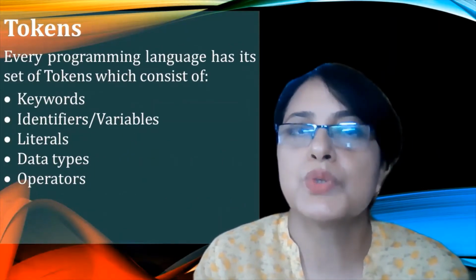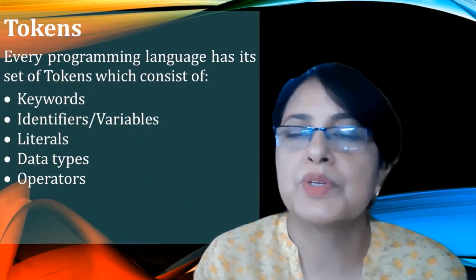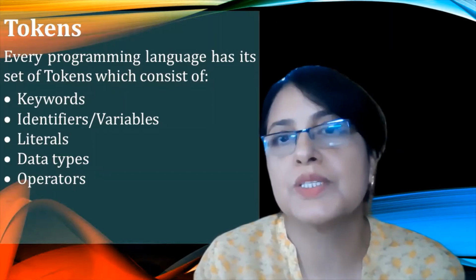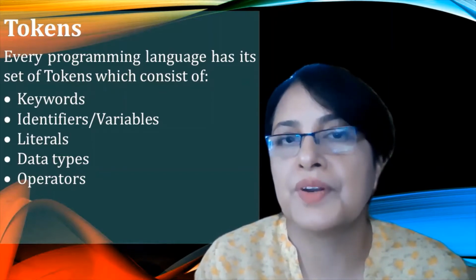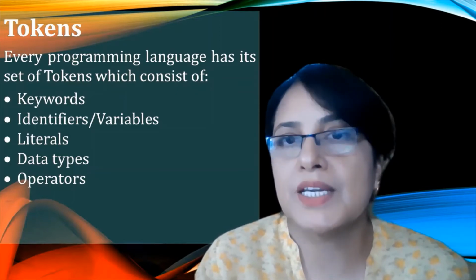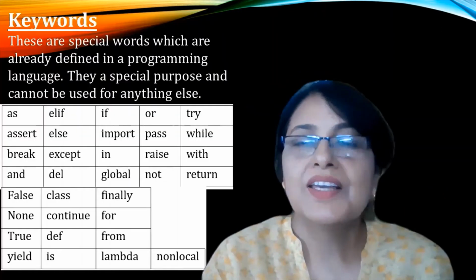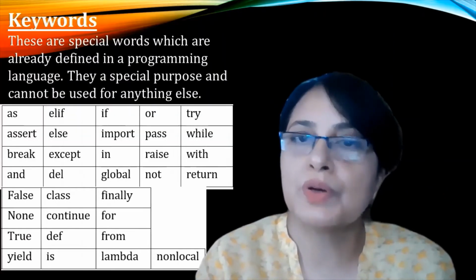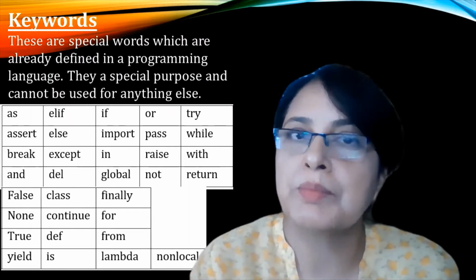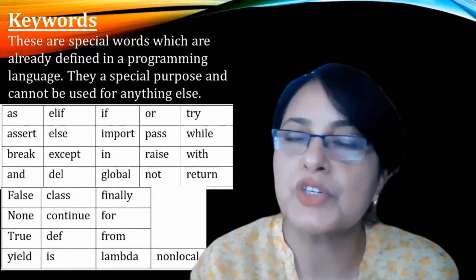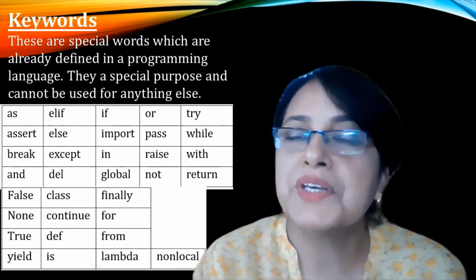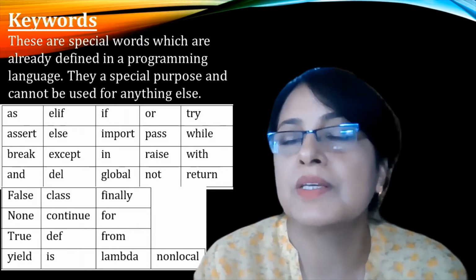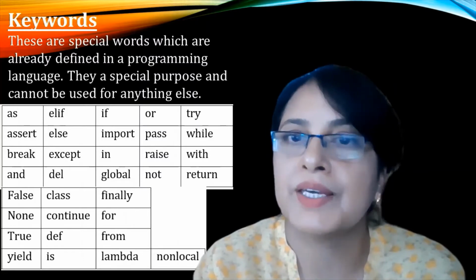Next, we come to tokens. Every programming language has its set of tokens, which consist of keywords, identifiers or variables, literals, data types, and operators. Keywords are special words which are already defined in a programming language, and they have a special purpose. They cannot be used for anything else. And we have to use them exactly the way they are defined.